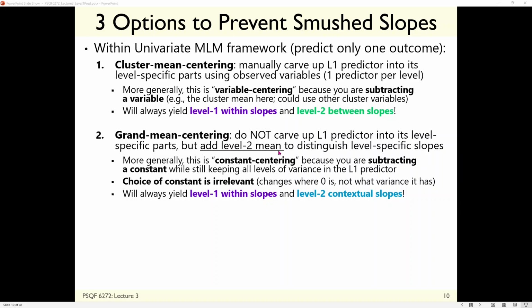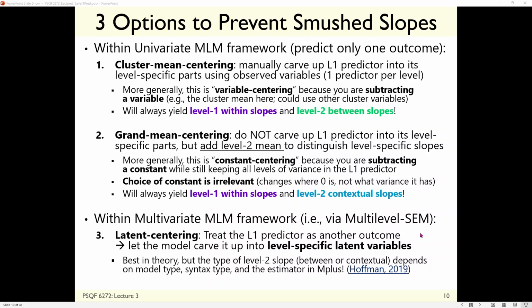So if you do nothing to your predictor, but you add in its level 2 cluster mean, that's the kicker here. You have to add in a separate variable. Then what you get back is a level 1 within slope and a level 2 contextual slope instead. So each of these is two alternative ways of setting up the model that are complementary in what they give you at level 2. So I'll show you each of those.